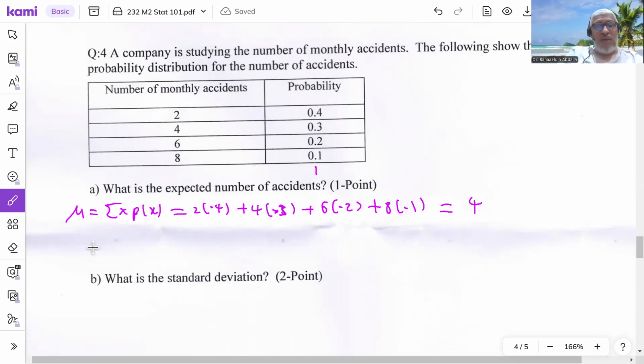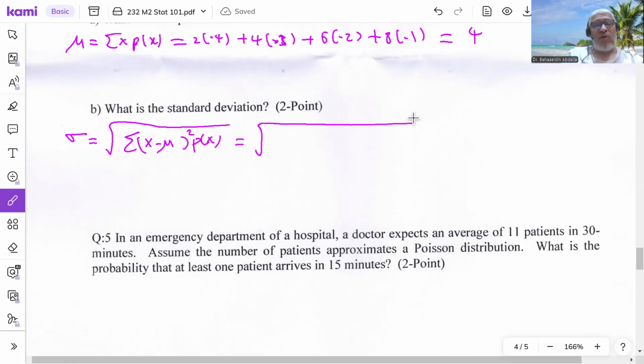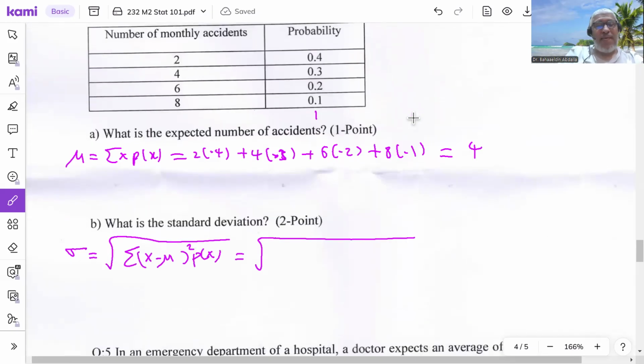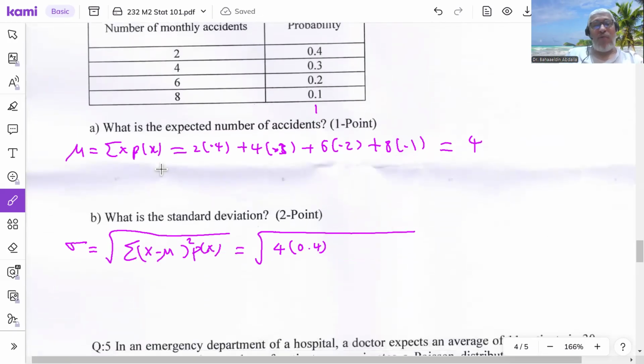So mu is 4. Now, how to find the standard deviation? Well, sigma, the formula says sigma is the square root of the summation of (x minus mu) squared multiplied by probability of x. So it's the square root of, these are the values of x. So I subtract 2 minus 4. That's negative 2. Square it, it is 4. Multiplied by 0.4, which is the probability of 2. Okay, now what about 4? 4 minus 4 is 0. 0 times the probability is 0, so I'm not worried about this 4.